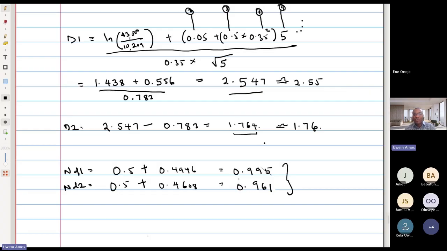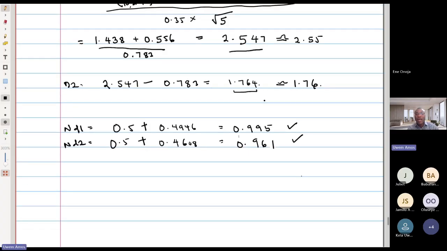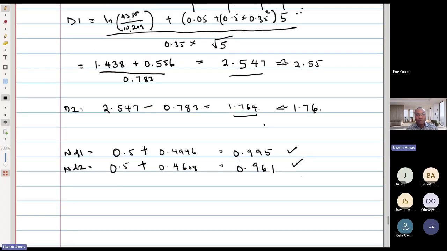I'm keeping the 3 decimal places because my original answers here, I kept them to 3 decimal places. But if you wanted to keep everything to 4, just be consistent with it. That's what ICAN would typically require, that you be consistent with your decimal places. So these were 3 decimal places, that's why I'm keeping my answers to 3 here. Okay, so that's our N(d1) and our N(d2).